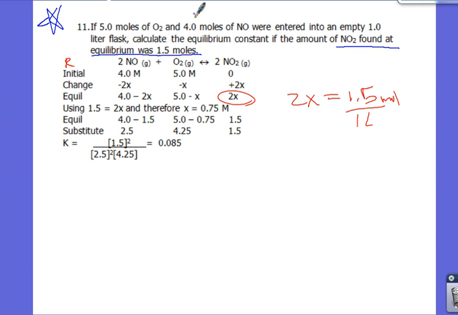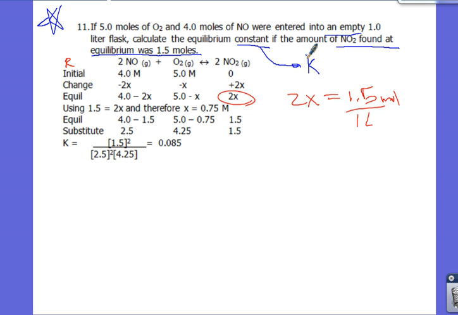5 moles of oxygen, 4 moles of nitrogen monoxide are entered into an empty 1 liter flask. So 4 molar, 5 molar, and the flask is empty, so this value is currently 0. Keep reading. Calculate the equilibrium constant. Oh man, we're looking for K. That's the question. K is the question.